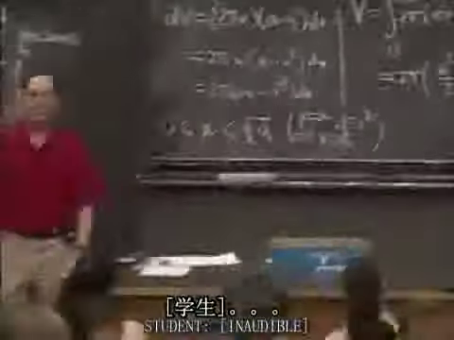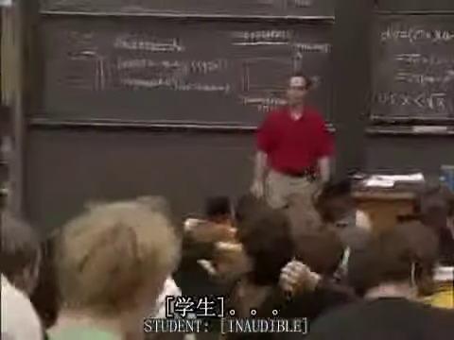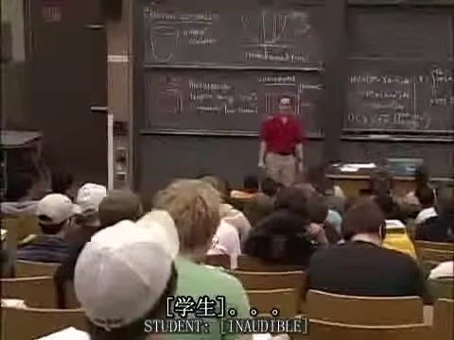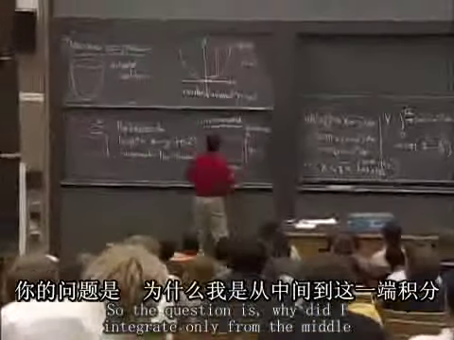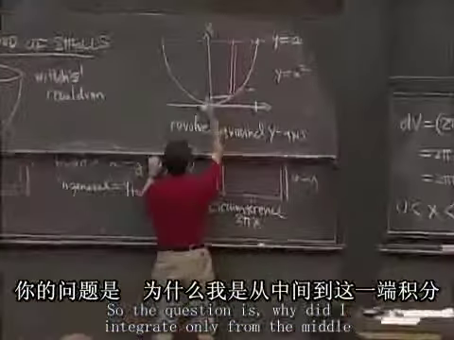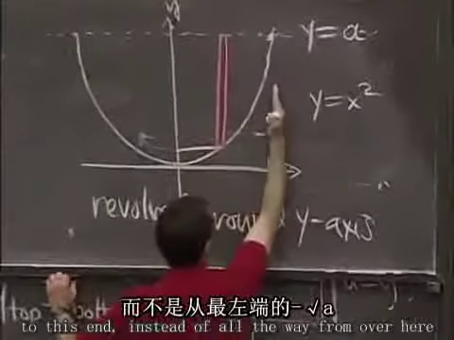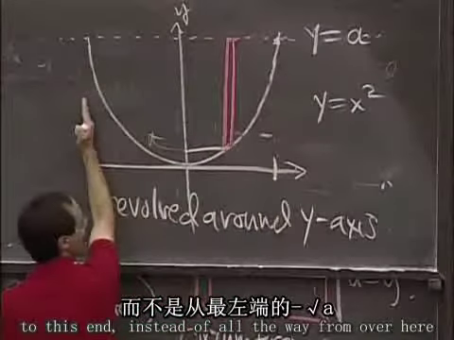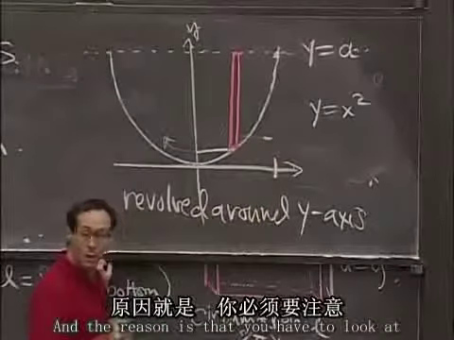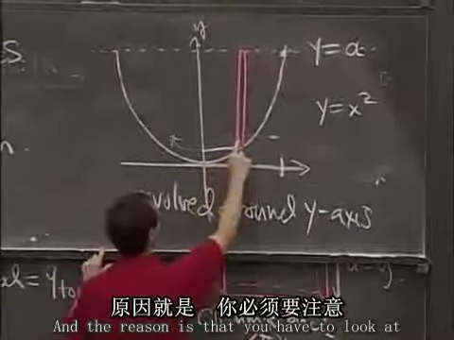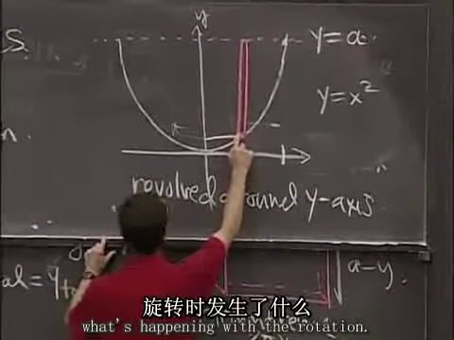Yes, question. Why do you integrate only from 0 to square root of a and not from the negative square root of a? Right. So the question is, why did I integrate only from the middle to this end instead of all the way from over here, minus square root of a, all the way to the plus end? And the reason is that you have to look at what's happening with the rotation.